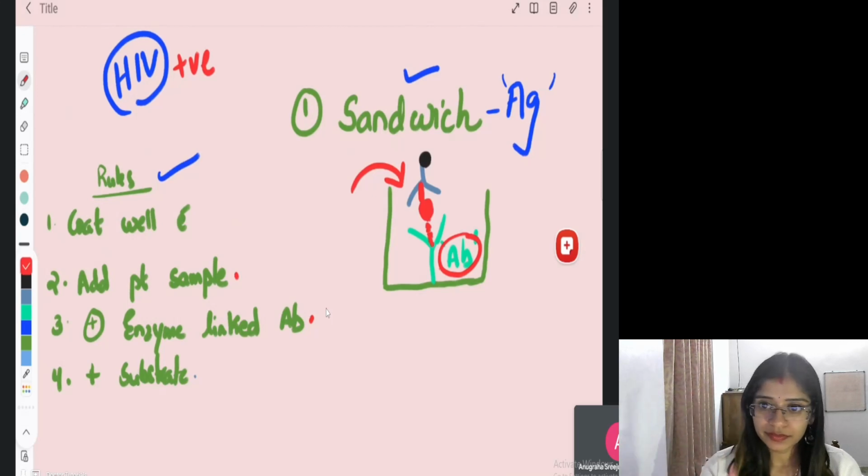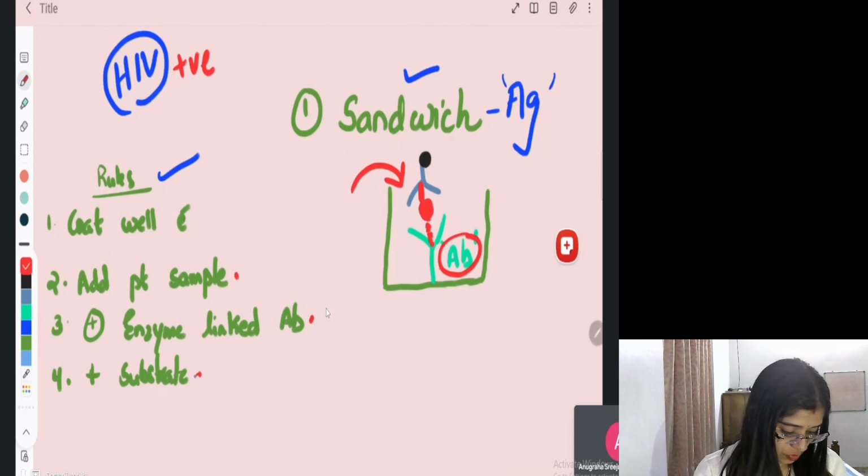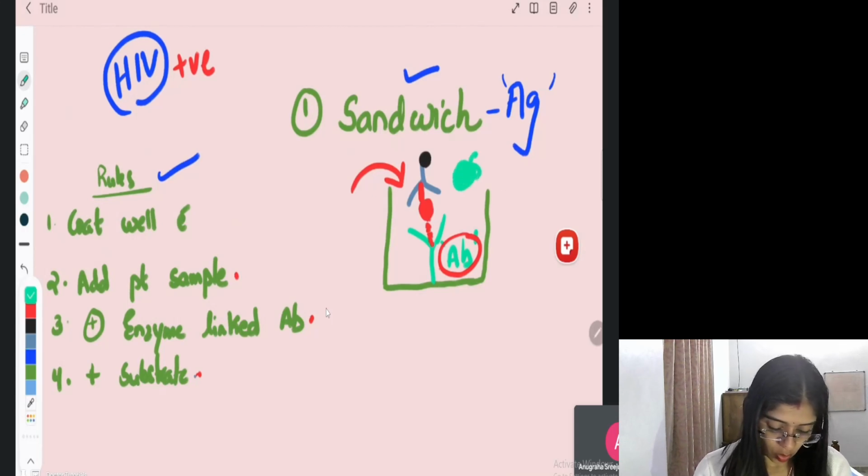This much clear? Okay. The fourth step is what? Add a substrate. So I'm adding a substrate. Okay, I'm just adding a substrate here. Let us say this is a substrate S.